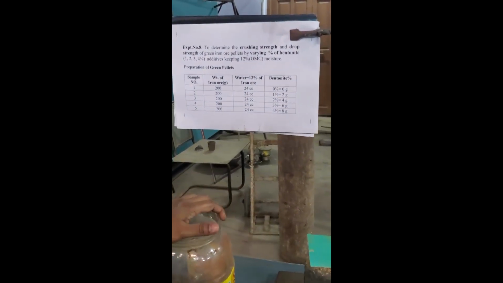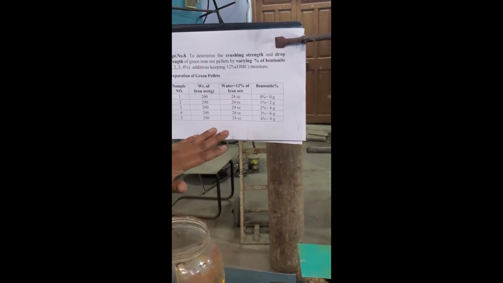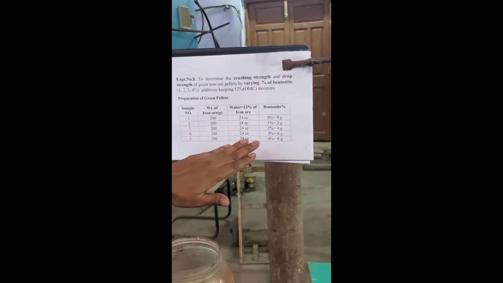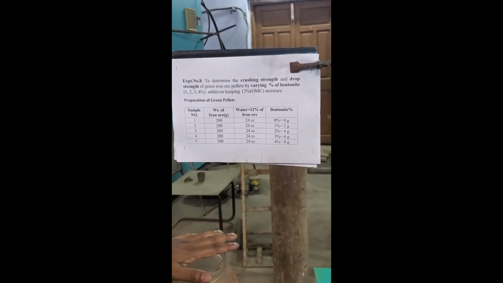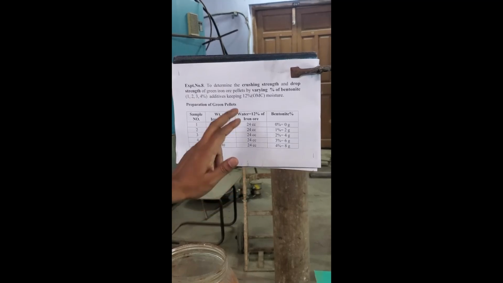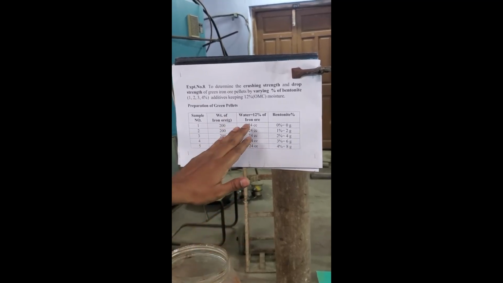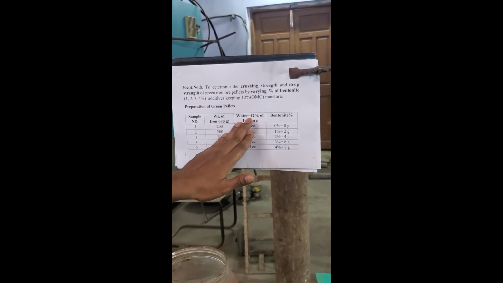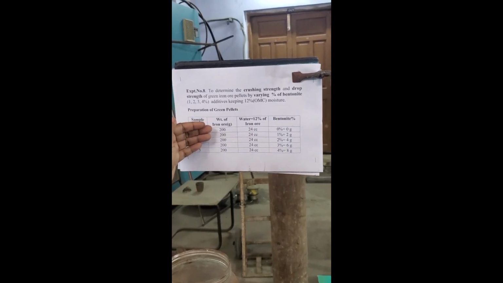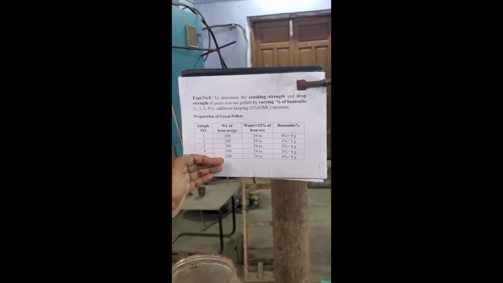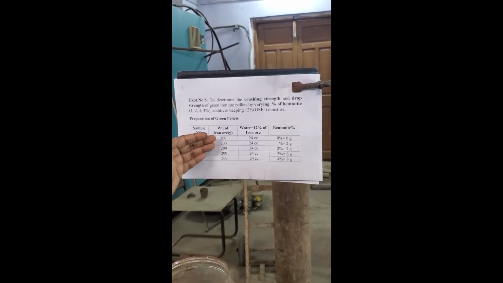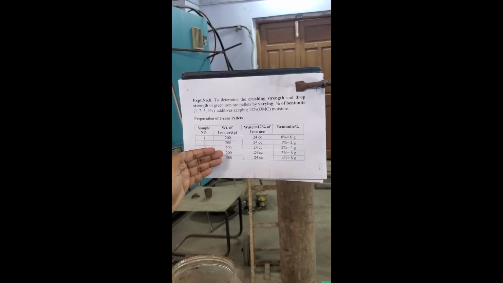So in the first experiment, we are making the green pellets. We are adding water and bentonite also. So 3 things are there: iron ore, water, bentonite. Here one thing we are keeping constant, that is water. How much are we keeping? 12% of iron ore. What is the weight of the iron ore we are taking? We are taking 200 grams. We are making 5 different samples. In each sample we are taking 200 grams of iron ore.